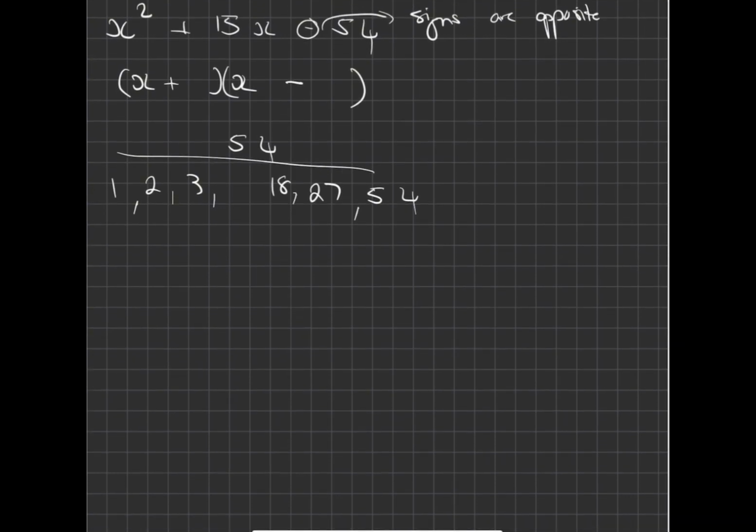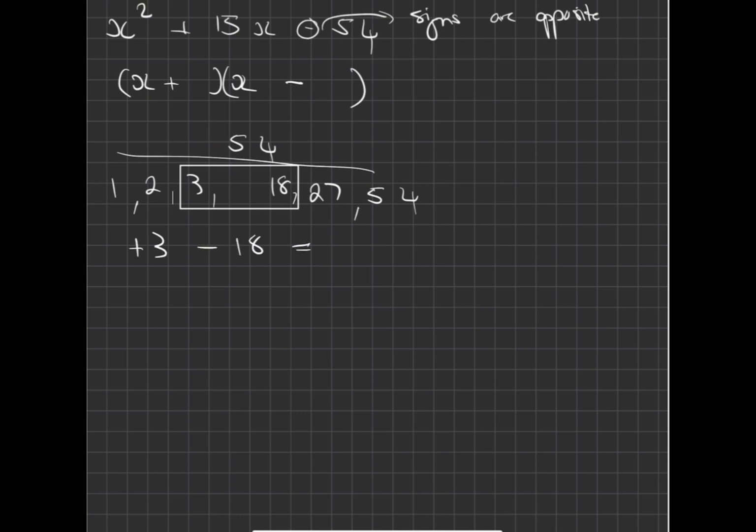So now we need to ask ourselves, which pair of factors are going to give us 15? Is it 1 and 54? Is it 2 and 27? Is it 3 and 18? Okay, and also you need to look at these signs here. So here you have a plus sign, you have a minus sign. So whichever pair of factors you need to choose, we're going to use these two factors here. It's the 3 and the 18. So you're going to say plus 3 minus 18.